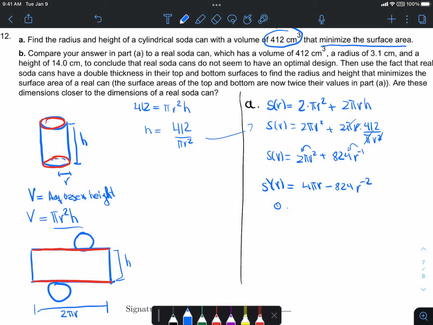So when I make that equal 0, I'm doing 4 pi r equal to 824 r to the minus 2, which is the same as dividing by r squared. So I'm making this change seamlessly. Multiply by r squared: 824 is 4 pi r cubed. So r is going to be the cube root of 824 over 4 pi.